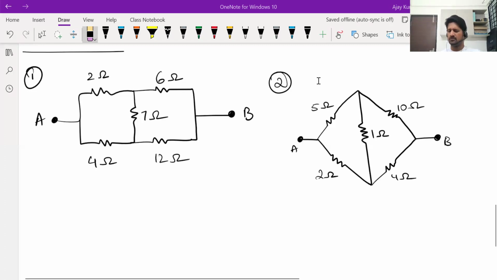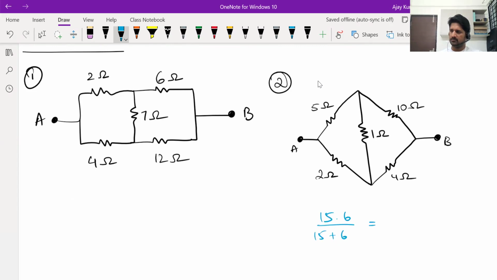Okay. Second one is also balanced. Ratio is 5/2. 10/4 is also 5/2. The 1 ohm can be ignored. Upper side 5 plus 10, 15. Lower side 2 plus 4, 6. 15, 6 in parallel becomes 15 into 6 by 15 plus 6. 15 into 6 is 90. 15 plus 6 is 21. 3 sevens, 3 30s. 30 by 7 ohms is the effective resistance.